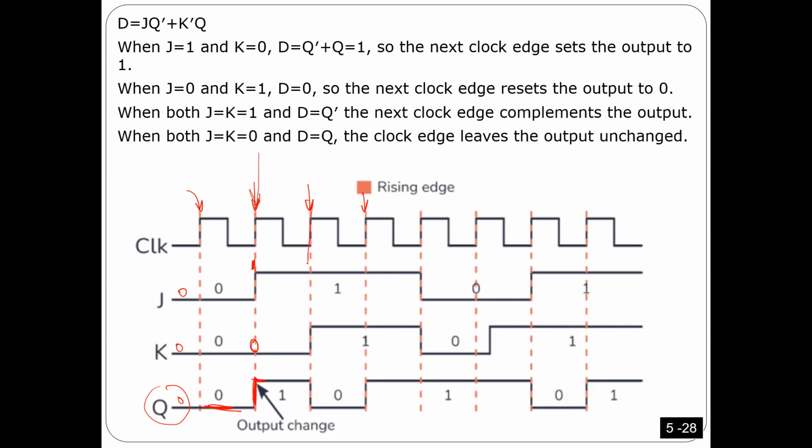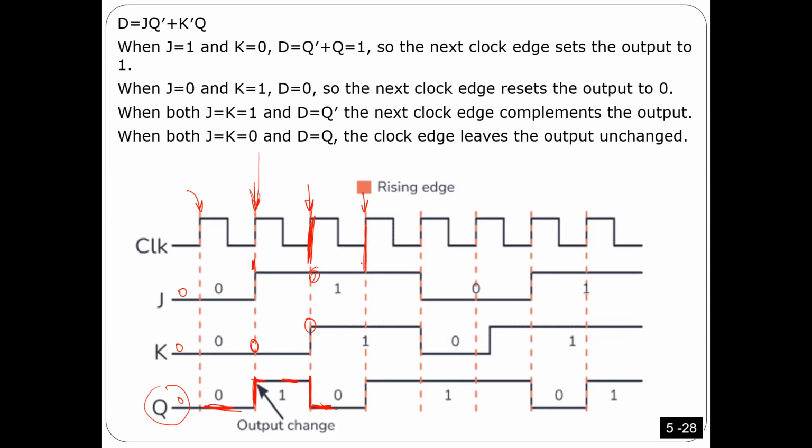Same thing when I look at this one here, it is now 1 and 1. You know 1 and 1 means toggle. So now because this one is high, when the clock comes here, it's going to turn it to low. Is that okay? Let's look at the next one here.